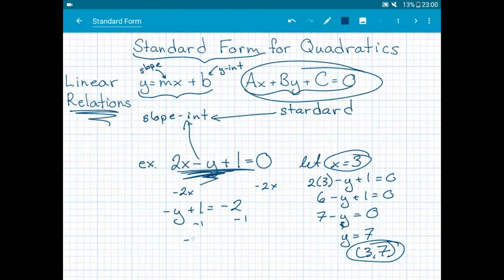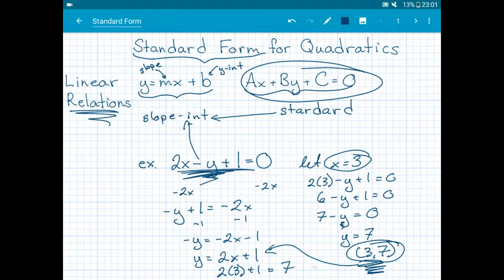Then I'm going to subtract 1 from both sides. I'm left with minus y equals minus 2x minus 1. And I'm going to divide everything by minus 1, and that'll leave me y is equal to 2x plus 1. And so now it's much easier to see that this belongs to this. That when I feed in a 3, I get 2 times 3 plus 1, which is equal to 7. So it's just easier to use this to understand the relationship that the function's actually referring to.